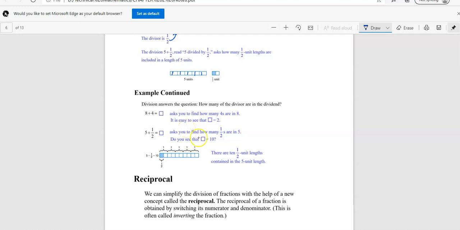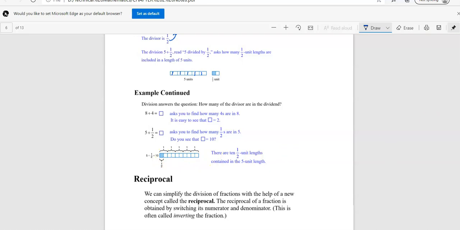So 5 divided by 1/2 asks you how many 1/2s are in 5, and we had an example up here. So if we had 5 things and we took them and divided them all into halves, there would end up being 10 of them. And here's a better picture down here. They've taken our 5 things and divided them into half, and you can see a lot clearer than I drew it up there that there's going to be 10 1/2s in that 5.